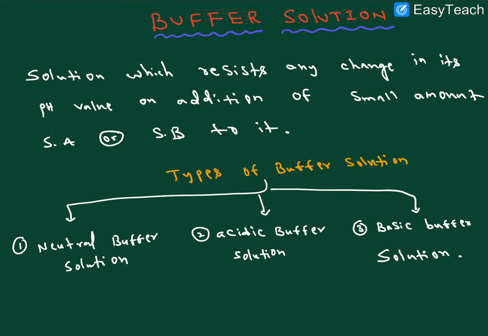So let me explain very clearly here. So we have a buffer solution. This is the buffer solution. In this buffer solution, we add some amount of acid or strong base. For example, I am taking a strong base, adding a small amount of strong base here. So still this pH will remain the same. The pH won't change, right?